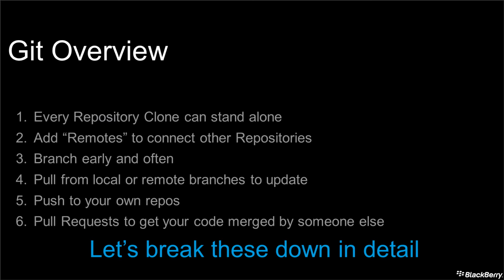I'm going to go through each of these 6 points in greater detail in the following slides and include demonstrations of each process. First, we'll talk about repositories, forking, cloning, and adding remotes. Then how branches work and how you can use them effectively. Followed by how to do pulls and pushes between repositories. And finally, how to actually get your code into the BlackBerry repositories with a pull request. So let's get started.